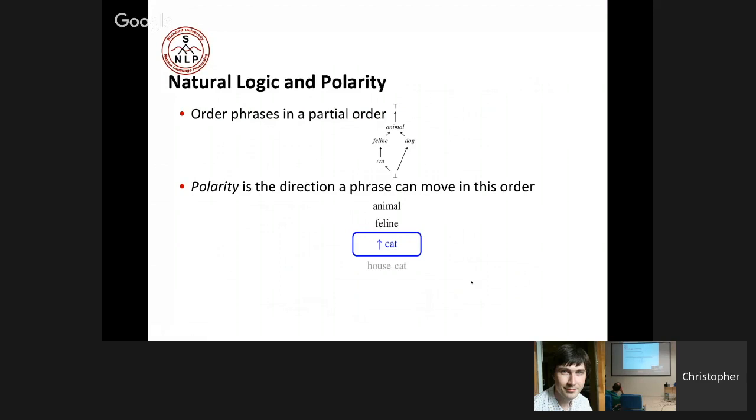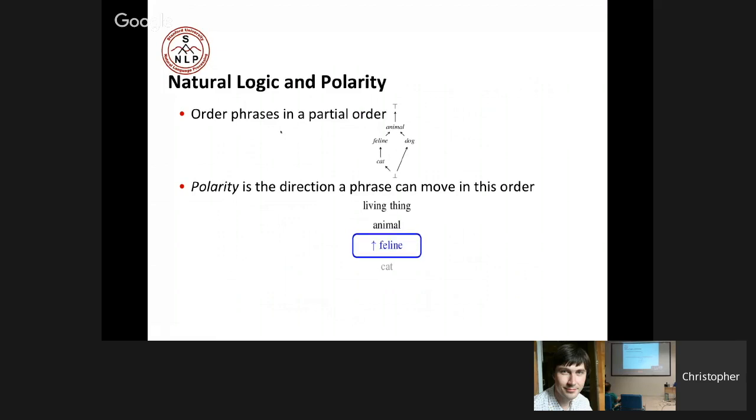And one of the concerns of that is that we need to understand polarity. So one source of inference we have is set containment relationships between words. So we know that a cat is a kind of feline, is a kind of animal, and that will allow us to make certain inferences. So if we know that some cats drink milk, we know that some animals drink milk. But when we can make these kinds of inferences is affected by whether you're in a positive or a negative context. So we also need to know the polarity, the direction a phrase can move in this ordering.